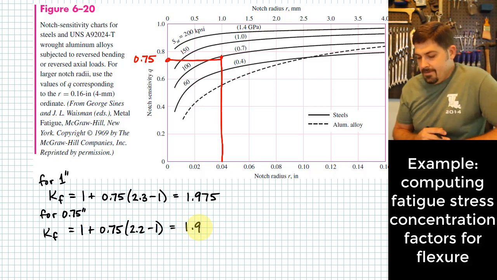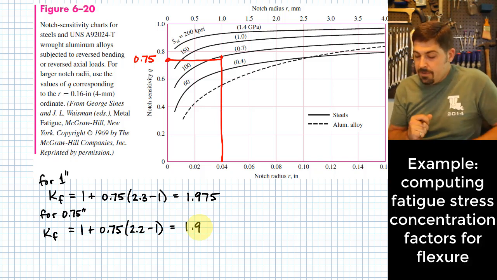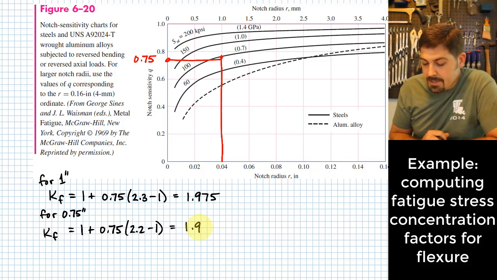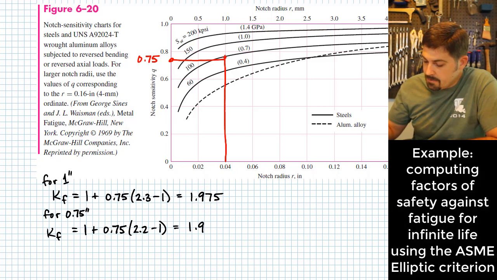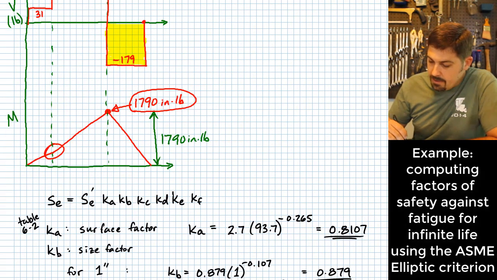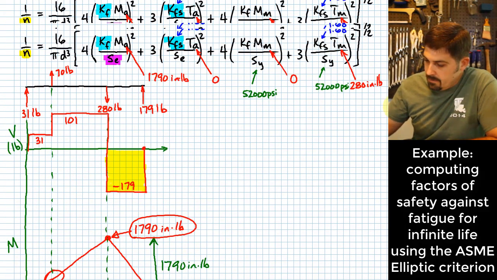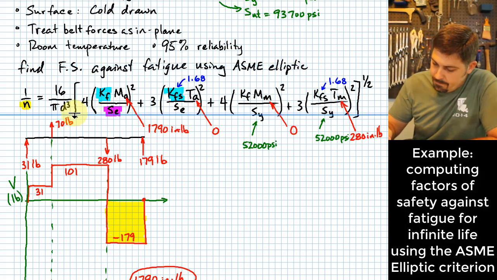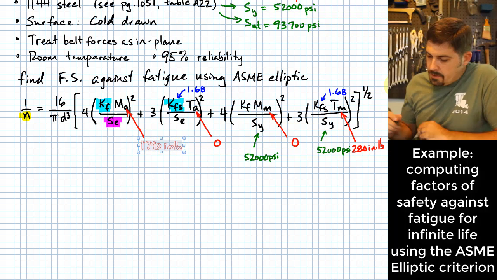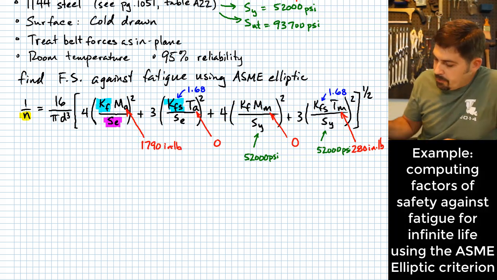All right, awesome. What we are ready for now is to actually compute our factors of safety that were requested at the beginning of this problem. So we'll keep these values in mind, and we'll slide over here. And I'll tell you what we'll do is we'll give ourselves a little bit of space here if we can. All right, so I'm going to first look at the 1-inch portion of the shaft.